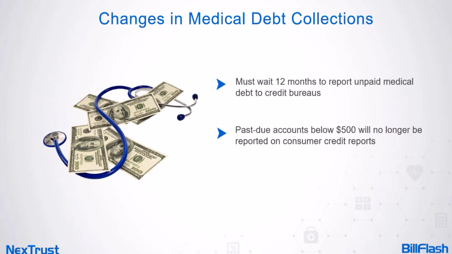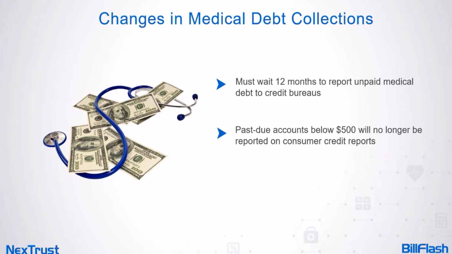There have been many changes to how medical debt collections work over the last few months and years. Medical debt collection agencies must now wait 12 months to report an unpaid medical bill to the major credit bureaus, as opposed to 6 months previously. So think of it this way, your delinquent accounts now have double the time to address and resolve any owed payments before the debt gets reported. From our experience at BillFlash, the sooner you send a delinquent account to collections, the more likely you will recoup the money that you're owed.